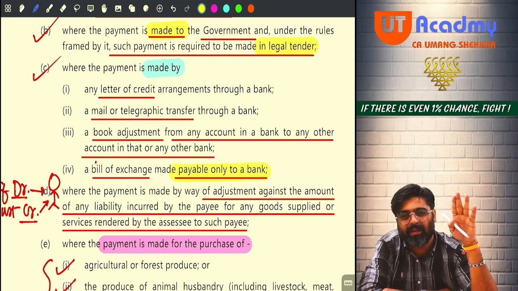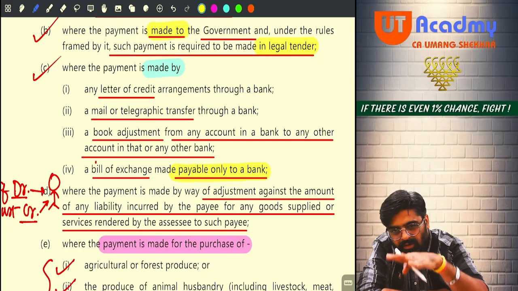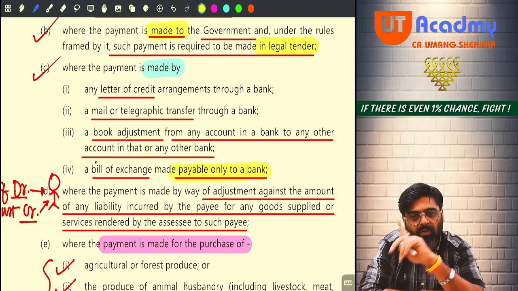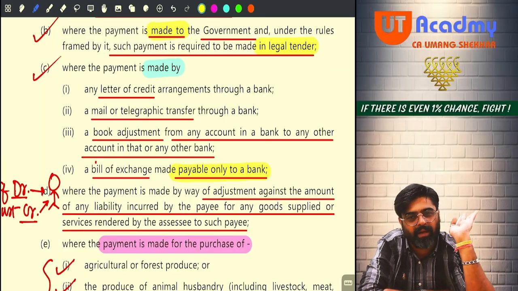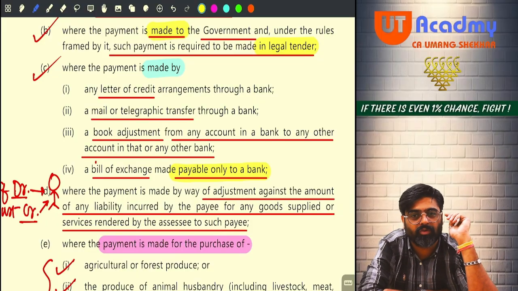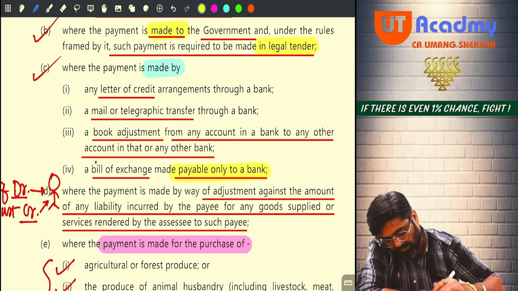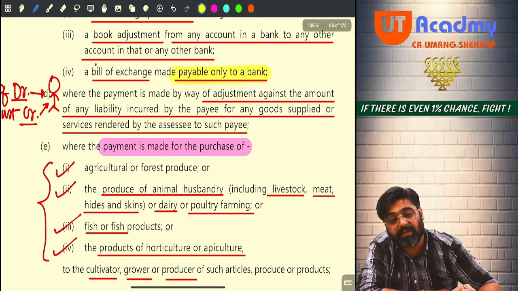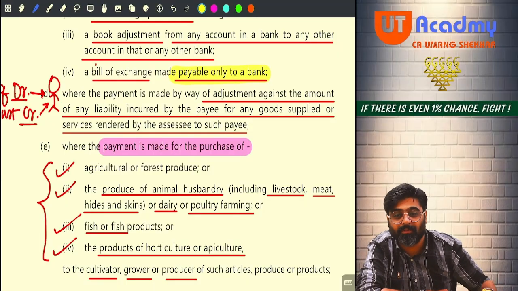So any payment by way of these modes covered in Rule 6DD will also be allowed fully. No 40A3, no 40A3A will be attracted, even if the amount is more than 10,000 in a day. Done. Should I move ahead? Next one. Where the payment is made by way of adjustment. Now read this. Very interesting point. Read it.